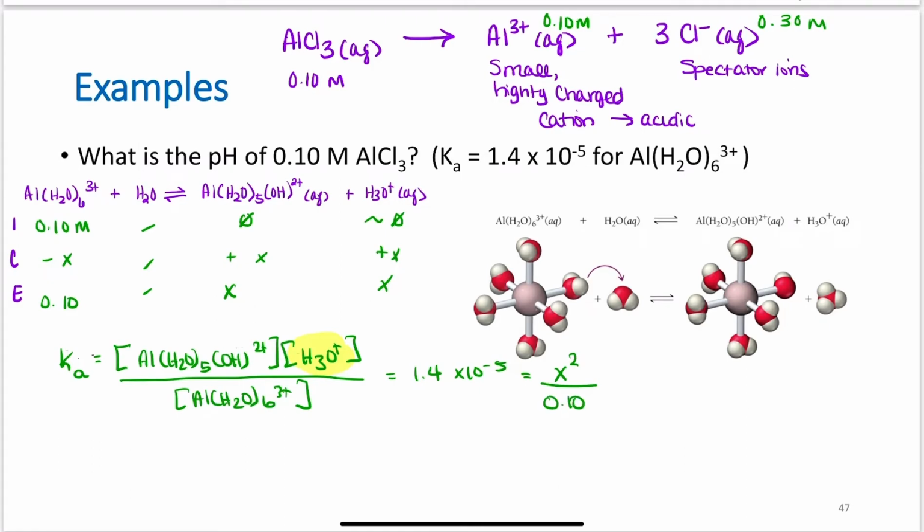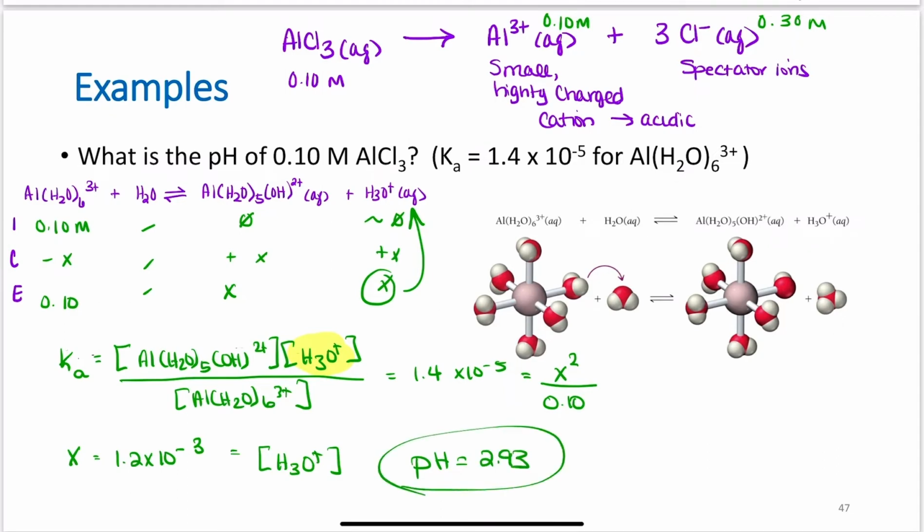You're going to solve for x, and we find x to be equal to 1.2 times 10 to the minus 3. But again, remember that equals my hydronium concentration, right? Now I can find the pH of my solution, and I find the pH here to be 2.93. So as predicted, small metal cation, acidic solution.